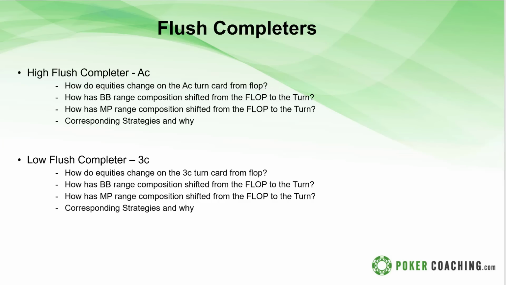So same question. How do equities change on the ace of clubs turn card from the flop? So who has the equity advantage, and how big of an equity advantage do they think they have on the ace of clubs? Mike, yes, the bet 13 is 13 big blinds. I just set it up, everything in big blinds to make it easier.